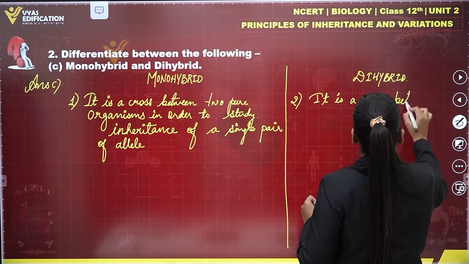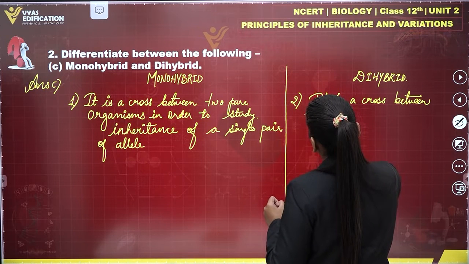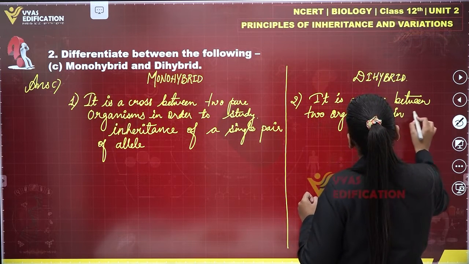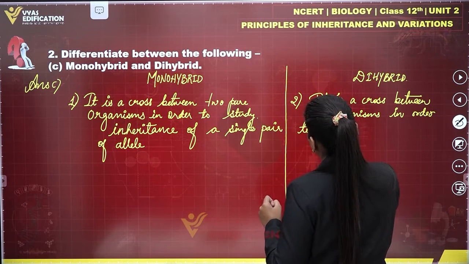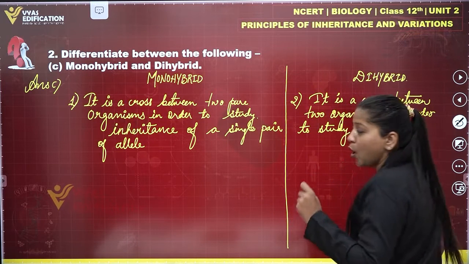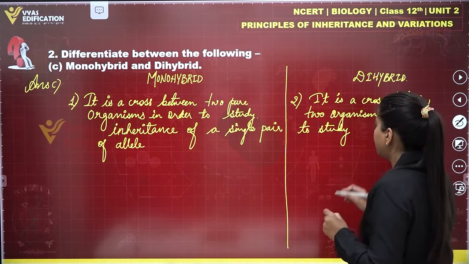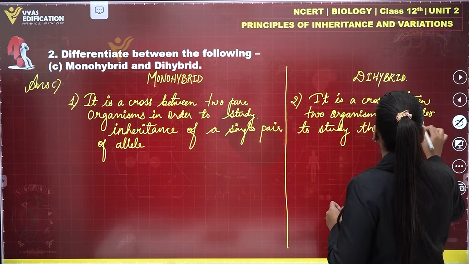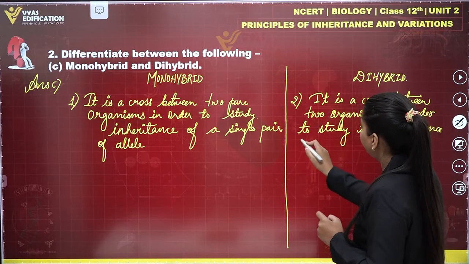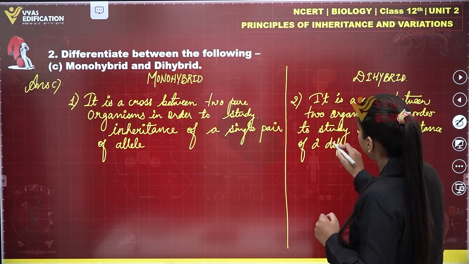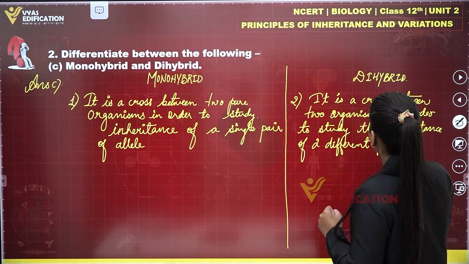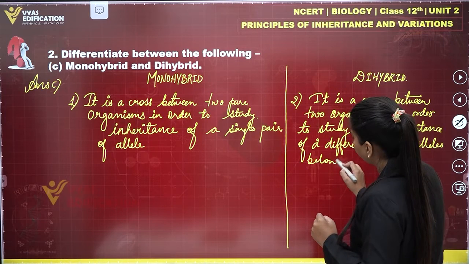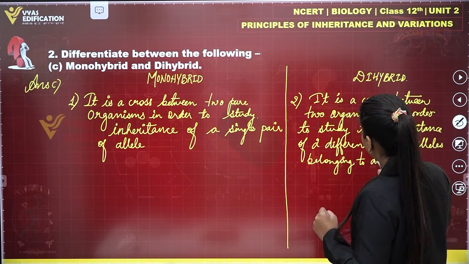And the dihybrid cross is a cross between two organisms in order to study the inheritance, of course, but of not a single pair but of two different pairs of alleles belonging to different characters.